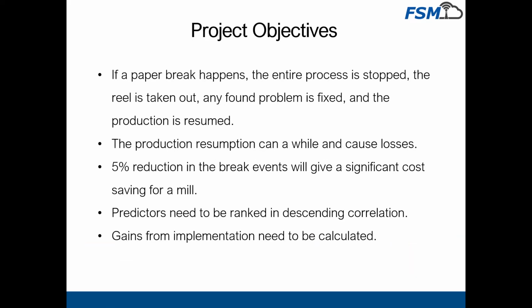The project objectives: once a paper break happens, the entire process is stopped, the reel is taken out, any problem found in the machine is fixed, and the production is resumed. This can take a while and causes time as well as resource losses. The owner of the dataset mentioned that a 5% reduction in the break events will give significant cost savings for the mill. So the objectives would be to rank the predictor variables in descending order of correlation, use them, and quantify the gains that would come from implementation of an ML model.